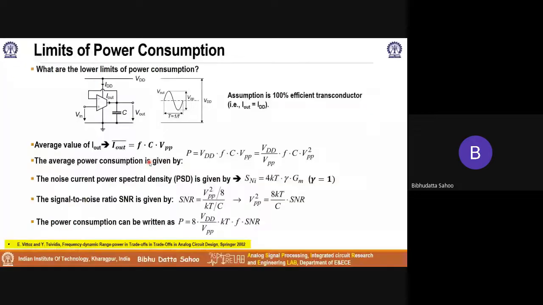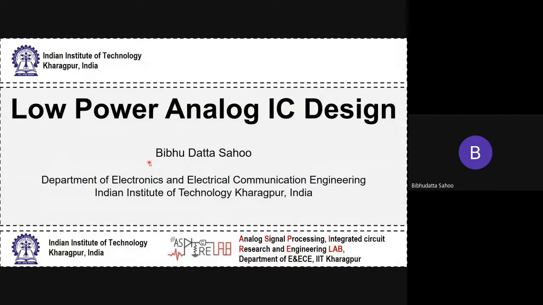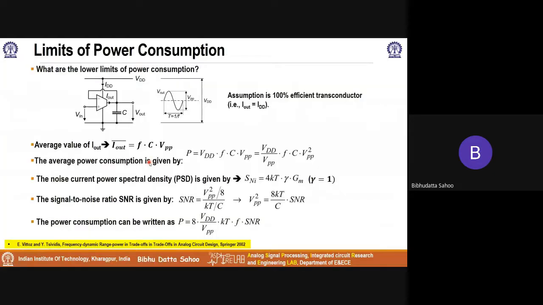Okay. So basically, I've broken this topic down into 4 sections. In the first part, I'll talk about limits of power consumption in an analog circuit, and this has mostly been derived from Eric Vittoz's paper on frequency, dynamic range, power trade-offs in analog circuit design. So there is a typo here. I have used that book as the source.